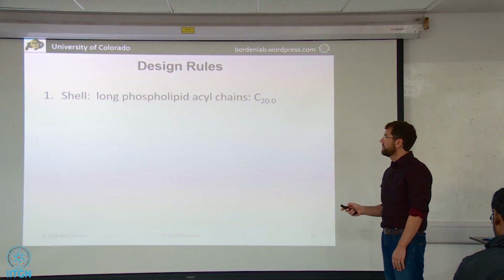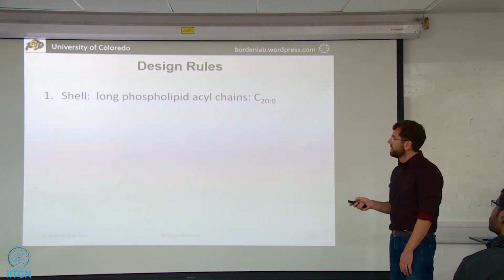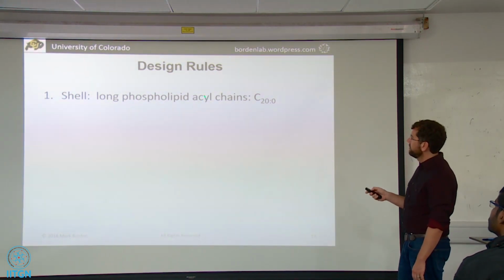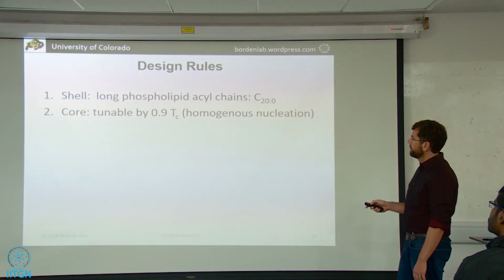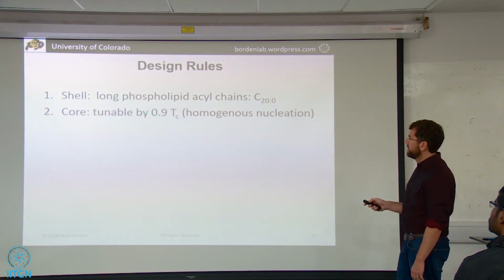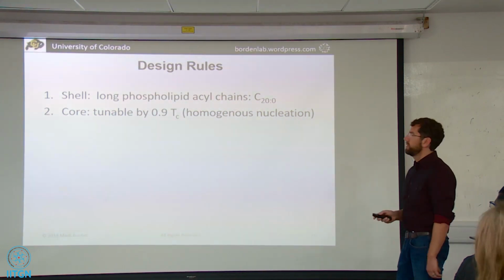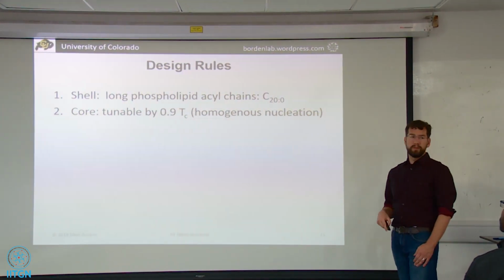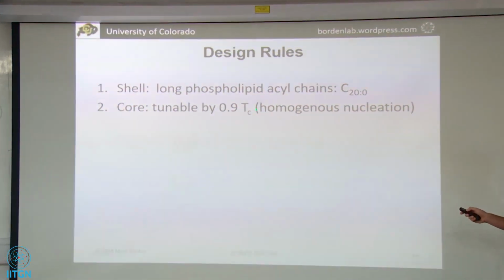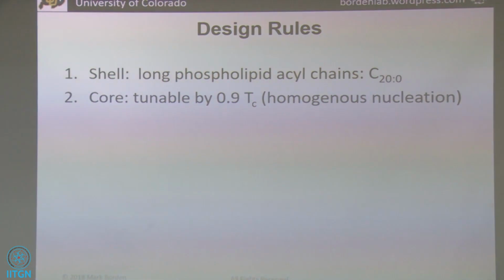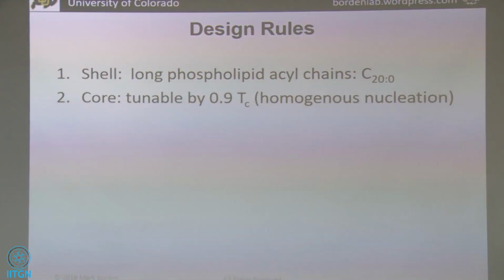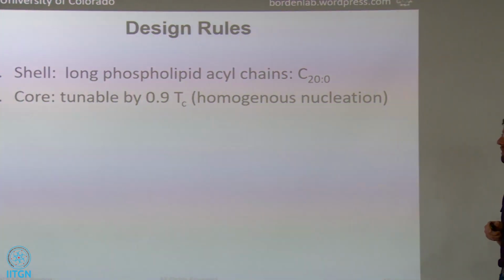Okay, so from this, we came up with some design rules for these microbubble condensed droplets. Use long phosphorylated chains, C20. Choosing the core is based on, instead of using the boiling point, the critical temperature of the core part. And for homogeneous nucleation, it should vaporize at about 90% of that. And that's exactly what we see. And I'm going to show you some more data that supports that a bit later.